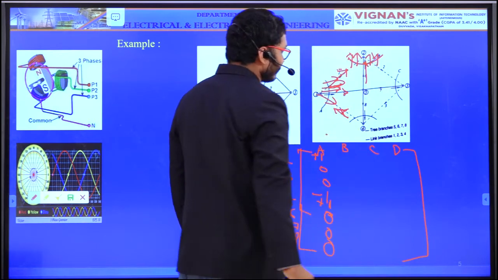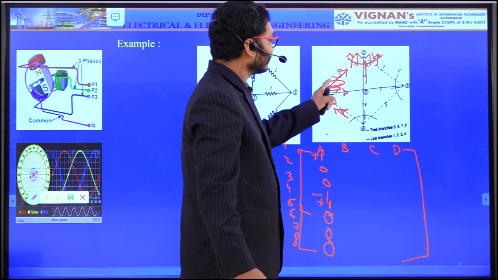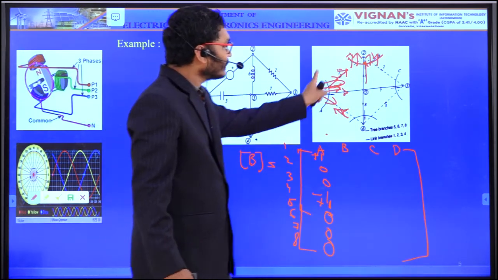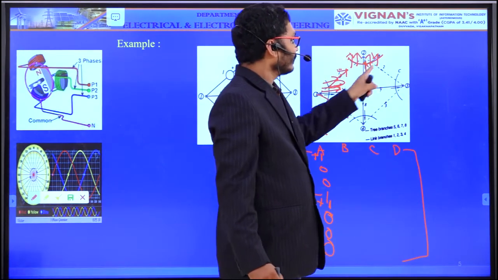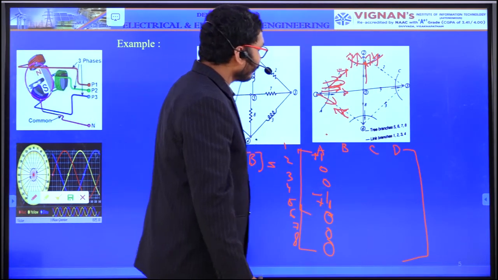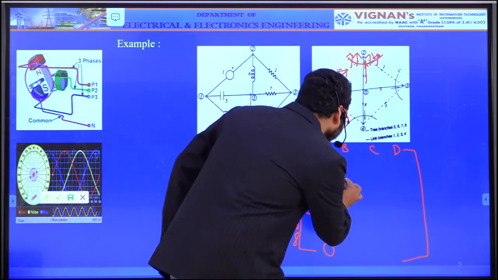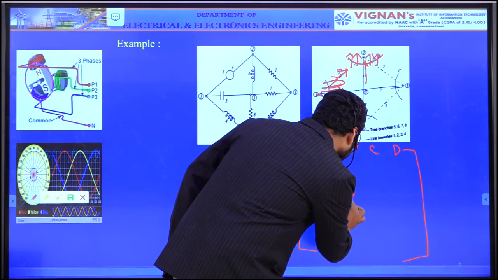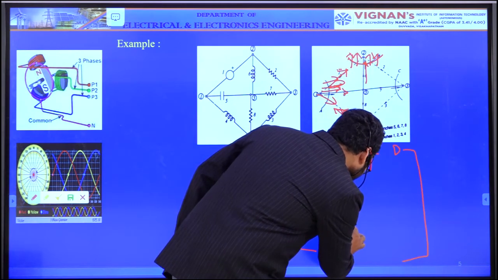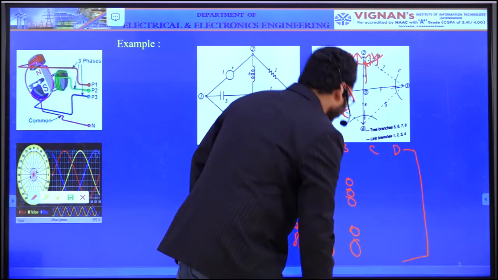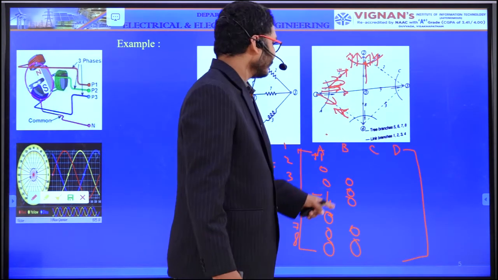Now tell me, what are the branches associated with this? Branches 1, 2, 6, that is, 1 to 6, coincide with this cut set. What about the remaining branches? The remaining branches are zeros.